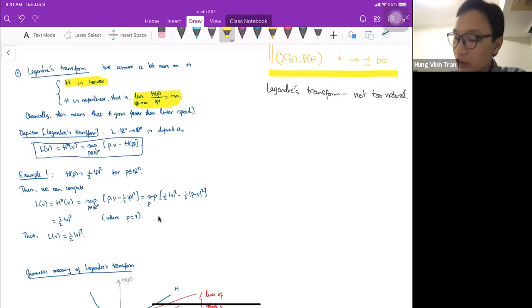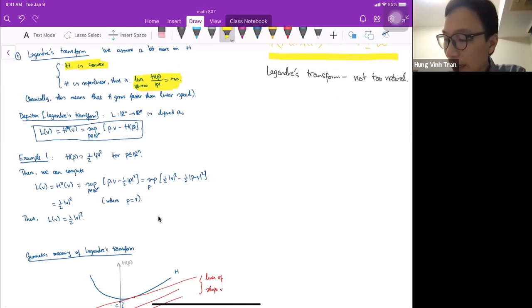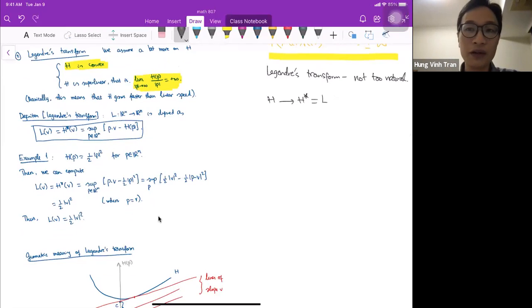Okay, so we define the Legendre transform. From H, the Legendre transform should be denoted by H star, but because of historical reasons, we say that H star is L, and the variable is going to be V. I'll explain why later. So we define L of V, which is H star of V, to be the supremum over all P in Rn of P dot V minus H of P.